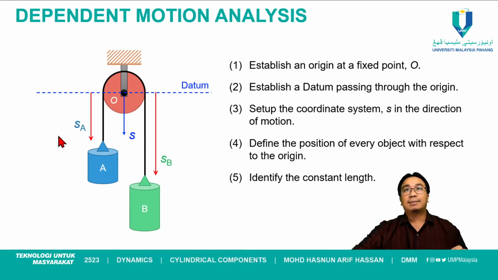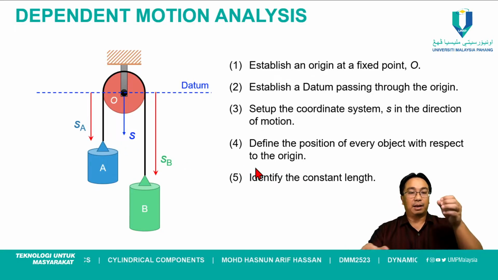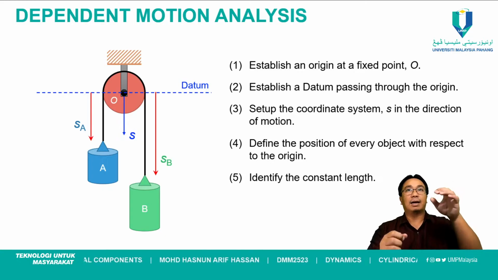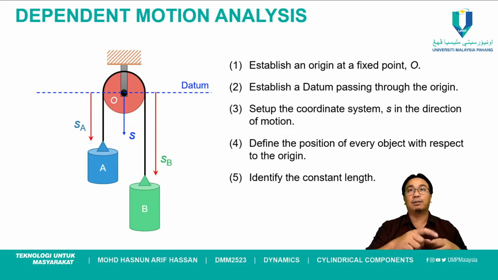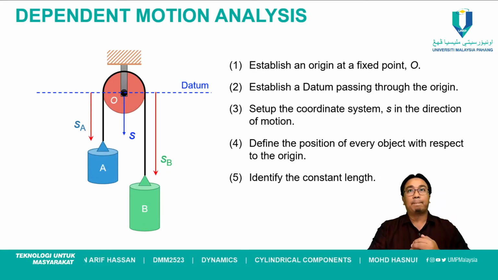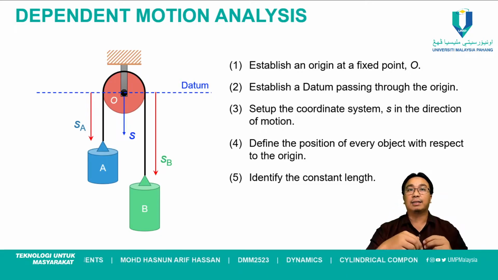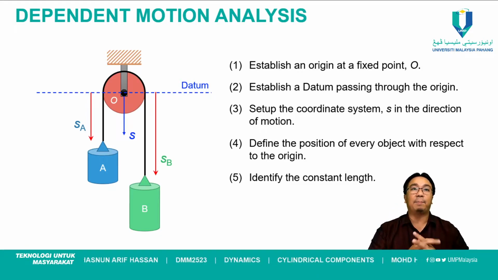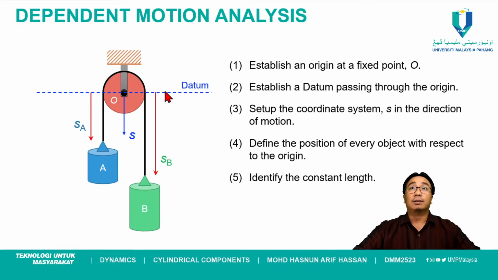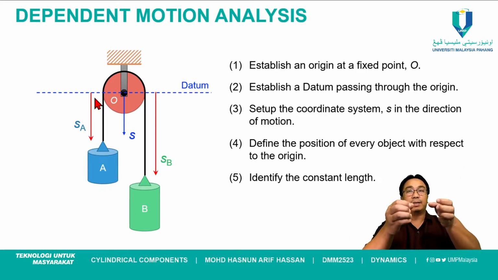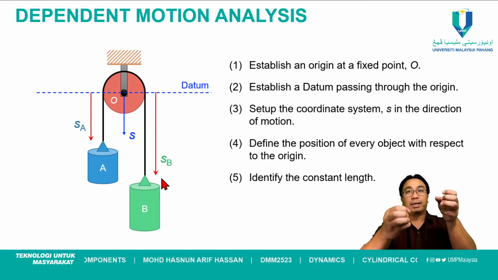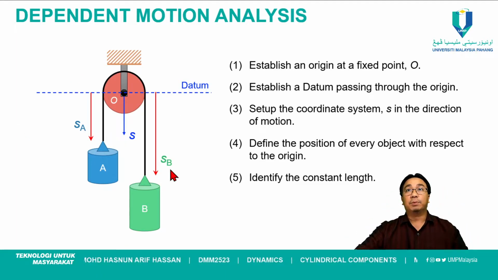Do you think SA ini berubah bila A bergerak ke atas? Adakah SA itu kekal dengan panjang tersebut ataupun dia menjadi semakin pendek? Which one do you think? SA, the length of the cord SA, dia akan jadi makin pendek ataupun kekal dengan panjang yang sama? Makin pendek. Betul. So SA akan jadi makin pendek apabila dia naik atas. SB pula dia akan jadi makin panjang. So SA and SB bukan constant.